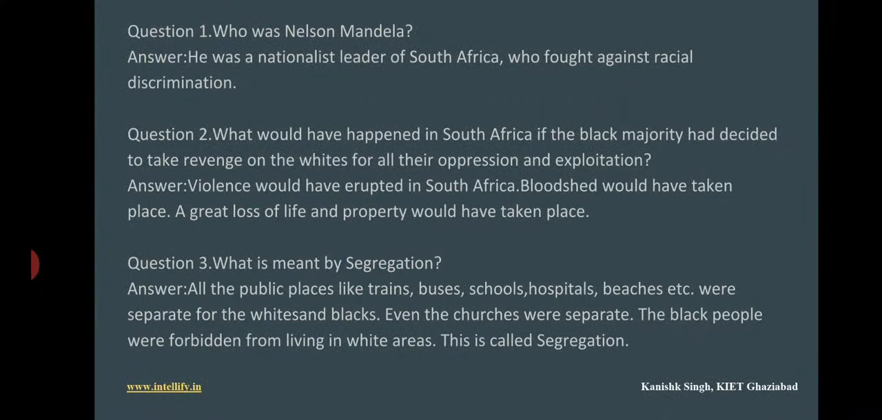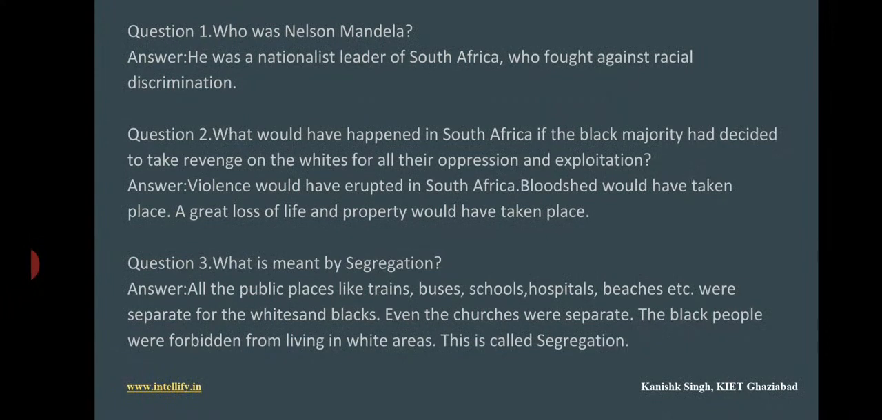So the answer is violence would have erupted in South Africa if they had decided to take revenge. Bloodshed would have taken place. A great loss of life and property would have taken place. I mean, if they had taken this step, this would have been more devastating than it was, right? So now question number 3, what is meant by segregation?